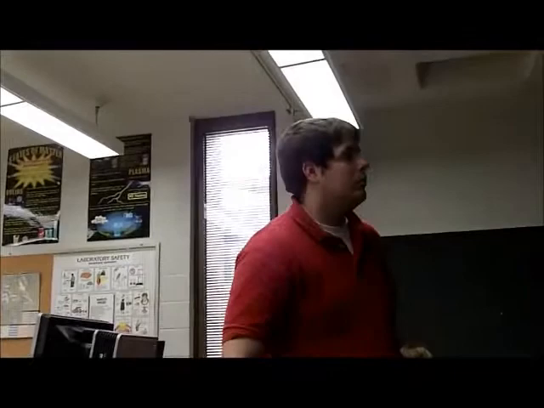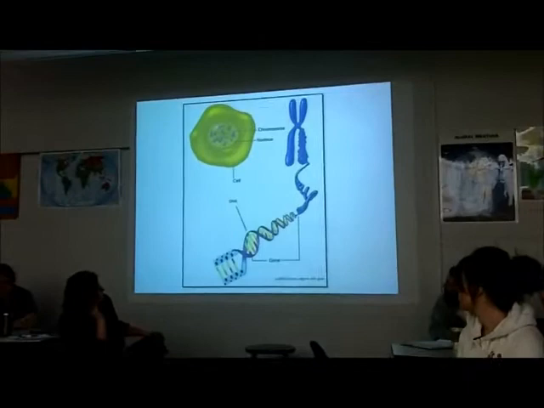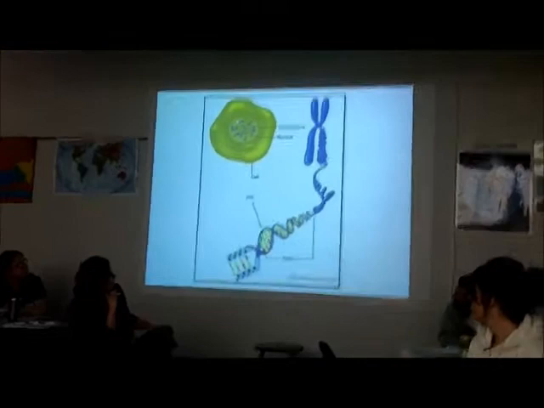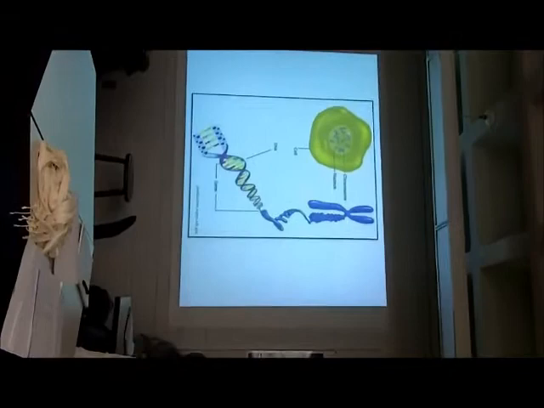Here's a little image. Here's the cell. The chromosomes are located in the nucleus. We talked about this earlier in the semester. And as you can see, we're going from small to big. If you look at the bottom, the DNA makes up genes. Genes make up chromatin, and then those make up chromosomes. They're all wrapped and twisted together. Okay? So these are very important to our cellular functions.